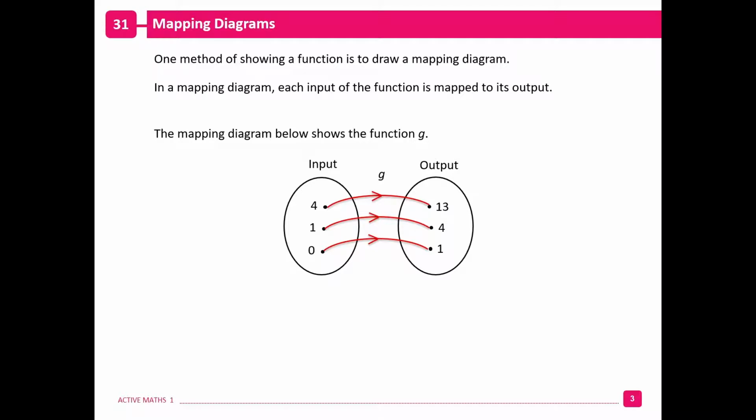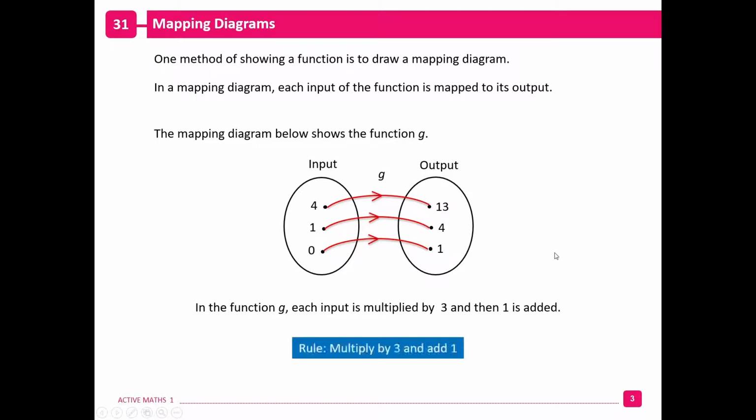Can you guess what the rule is of our function g? Well, it's to multiply by 3 and then add 1. Let's check it out. 4 multiplied by 3 is 12. Add 1 gives 13. 1 times 3 is 3, add 1 is 4. 0 times 3 is 0. Add 1, we get the output 1. The rule, multiply by 3 and add 1.